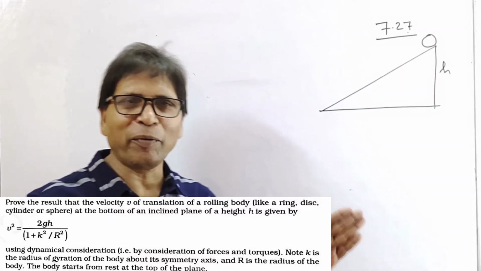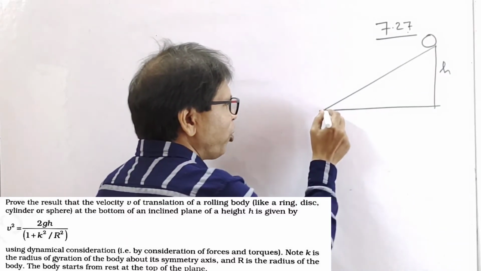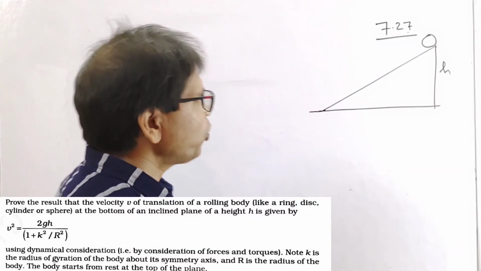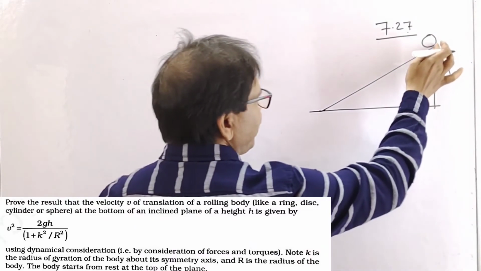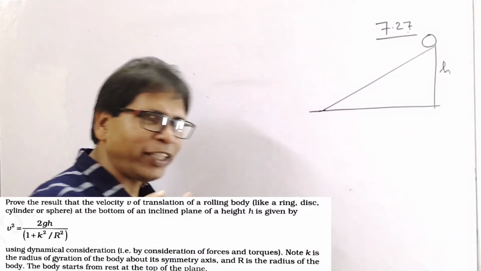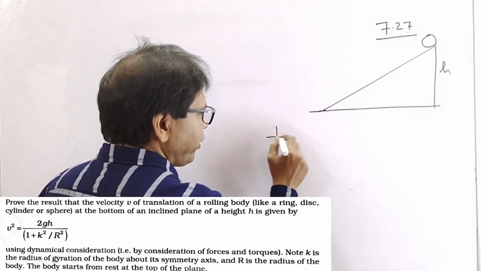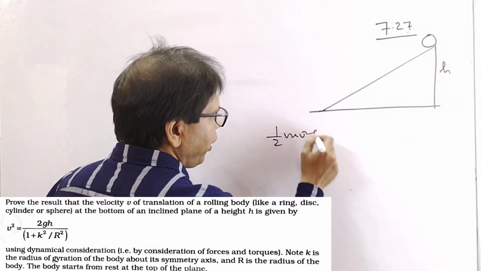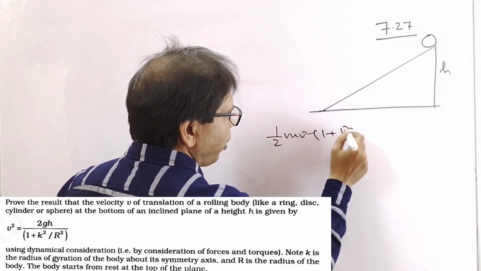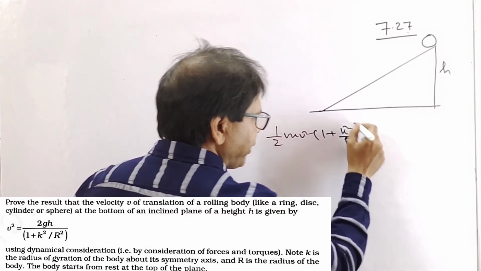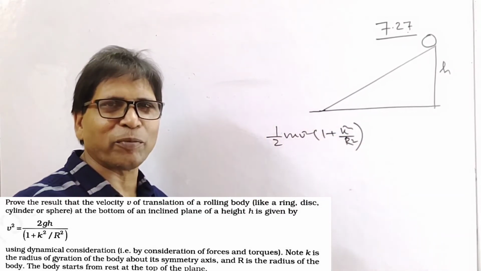We have to calculate velocity at the bottom point of an inclined plane. Here, potential energy of the body is converted into kinetic energy. Now kinetic energy of rolling is half mv square into (1 plus k square by r square), where k is the radius of gyration of the body.